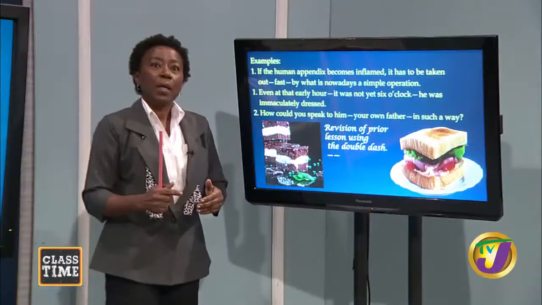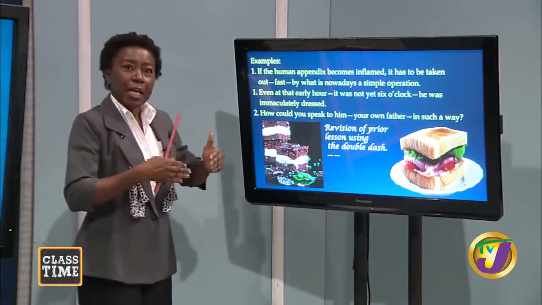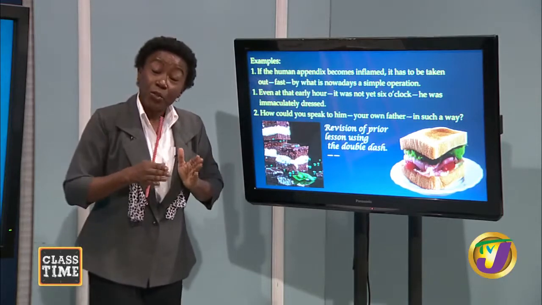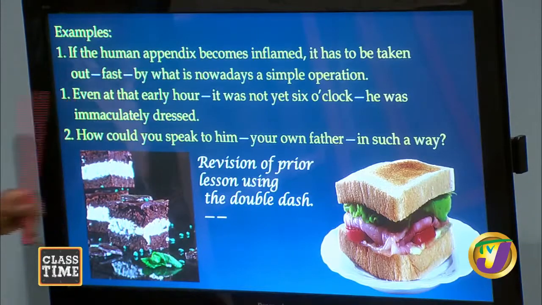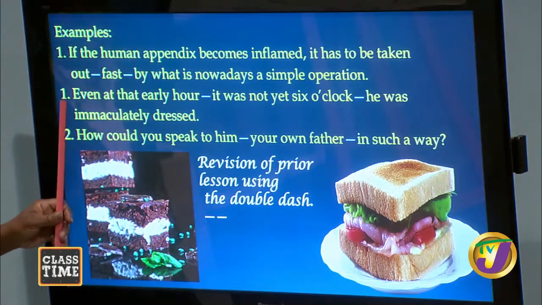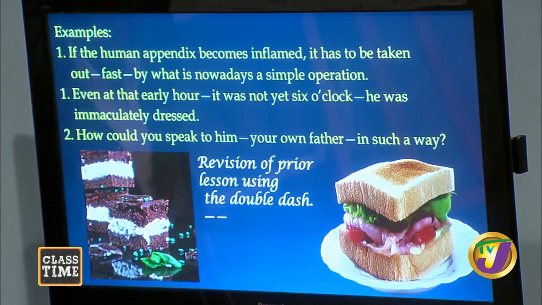So when you are using the two dashes in the sentence, the two dashes mark off this extra thought that you place in the sentence. This sentence says, "Even at that early hour, it was not yet 6 o'clock, he was immaculately dressed." Now, what is the main thought? Even at that early hour, he was immaculately dressed.